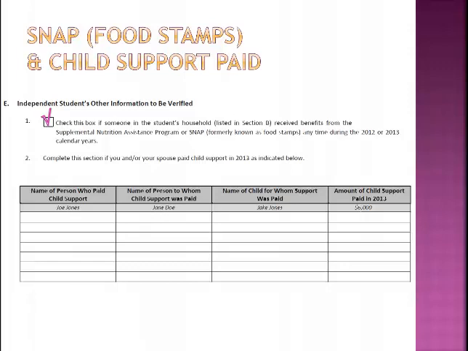For independent students, if you or your spouse paid child support in 2013, please list that information in question 2. If you are a dependent student, please list any child support paid by your parents in question 2.